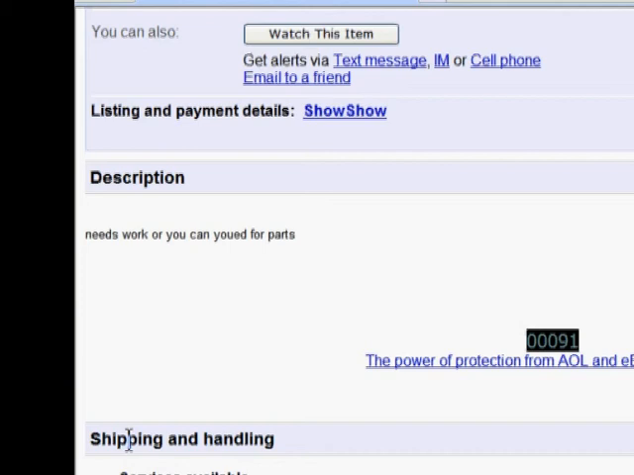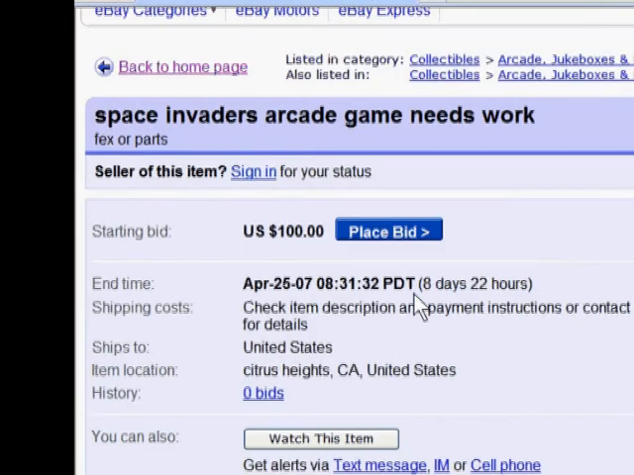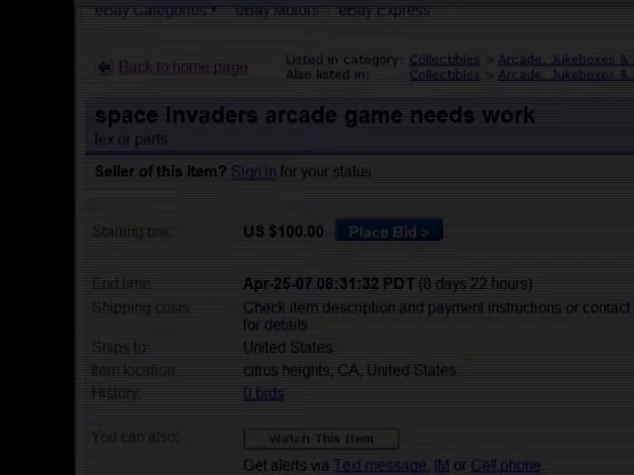As I scroll down to view the description, I see the only information included is needs work, or you can use it for parts. The person does not give any additional information. They do not say what is wrong with this game. They do not say if it's missing any parts. And most importantly, they do not include any photographs. This is a good example of a completely inexperienced seller. They give no information, no photograph, and they have 0 feedback. You should never buy from anyone that has 0 feedback.